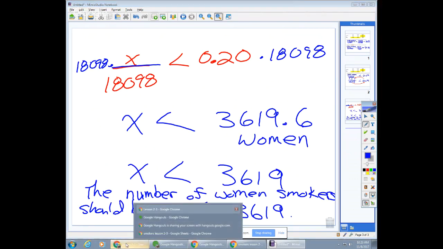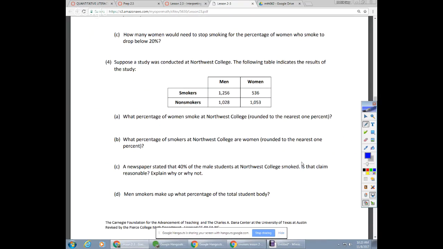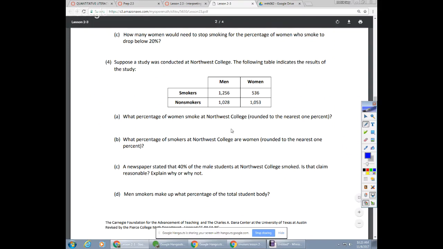All right, let's try another one. Here we're just going to take a different set of numbers and try the same thing. So if you haven't already, try to answer 4A and B. I'm going to put it into my spreadsheet and then we'll compare notes there. So it's similar to what we did for 3A and B.